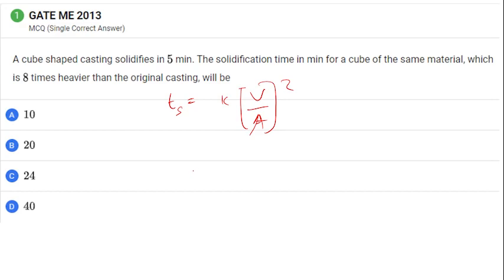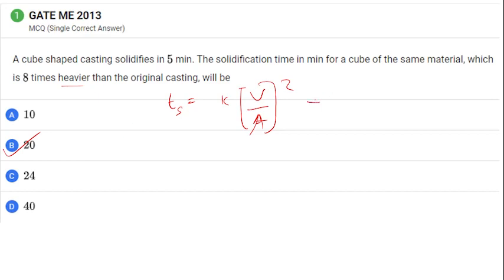Okay, are you all able to solve this question? Or should I solve? Or some are solving now? Ma'am, it will be 40. No, that would be 20. Check again. The answer is 20 minutes. You might have done some mistakes here or there. Heavier means density is more. Mass density. Let me solve that.